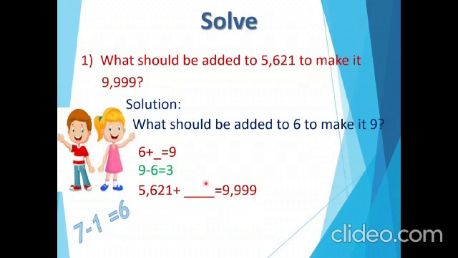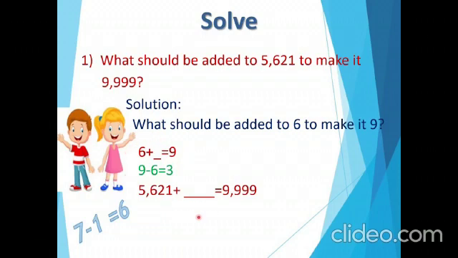Why I wrote this statement, children? That is what should be added. For what should be added, I have taken a dash. What should be added to 5,621 to make it equal to 9,999? Am I right, children? This is similar to the first statement, correct?